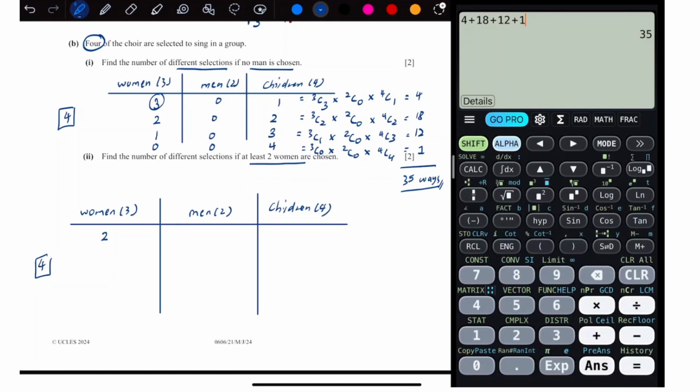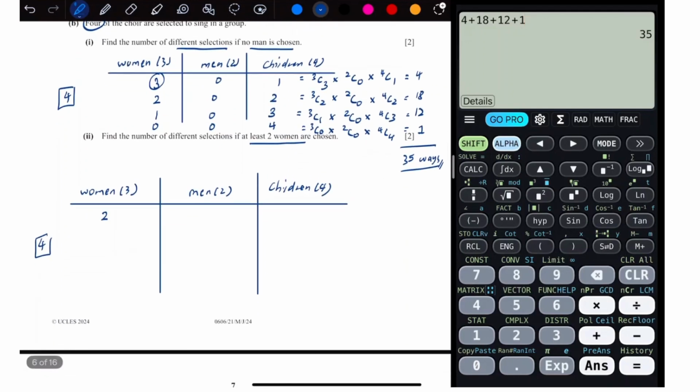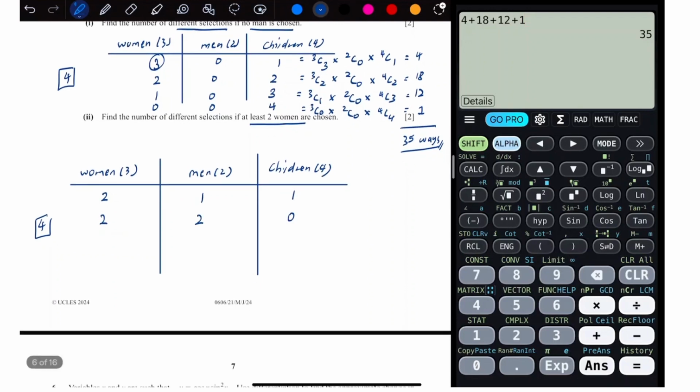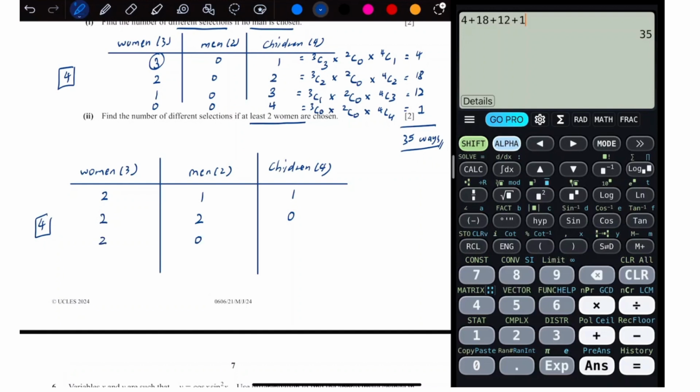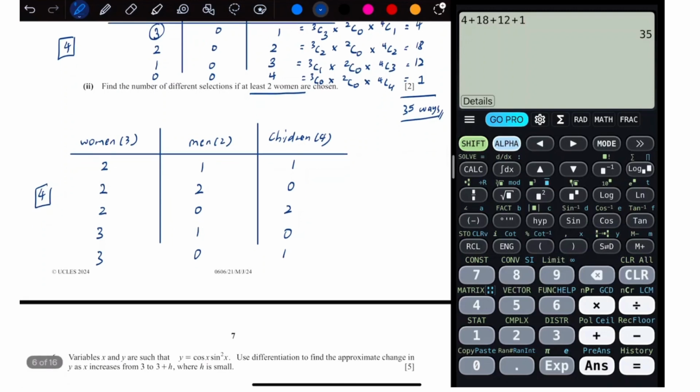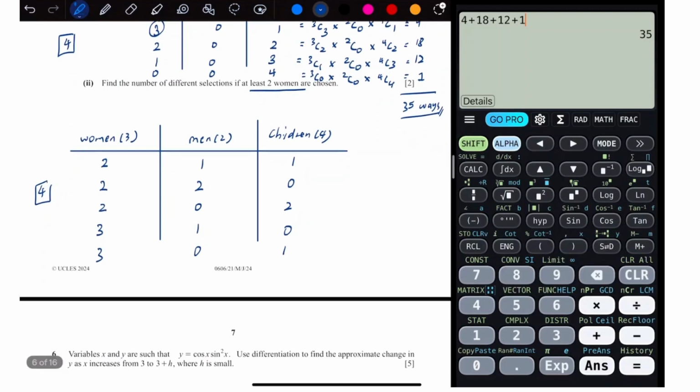Okay, so we can play around basically like this: 2, 1, 2, 1, 1, or 2, 2, 0. Or maybe we can do something like 2, 0, 2, 0, 2, or 3, 1, 0, 3, 0, 1, but just not less than 2. Okay, so we just have to add up, I guess that's basically the possible combinations that we can have.